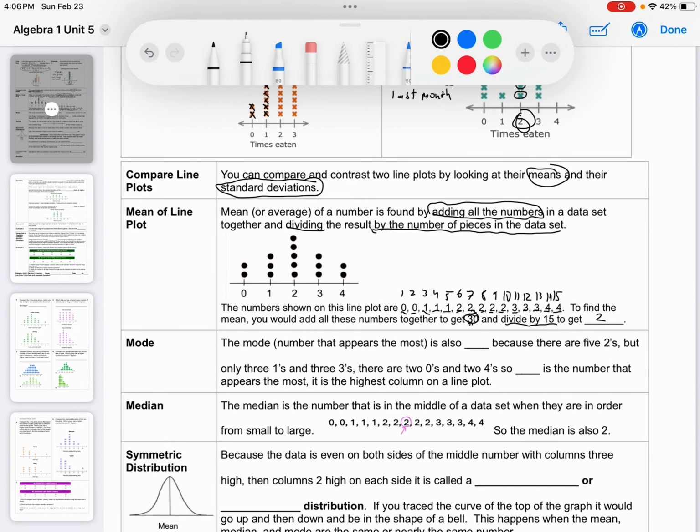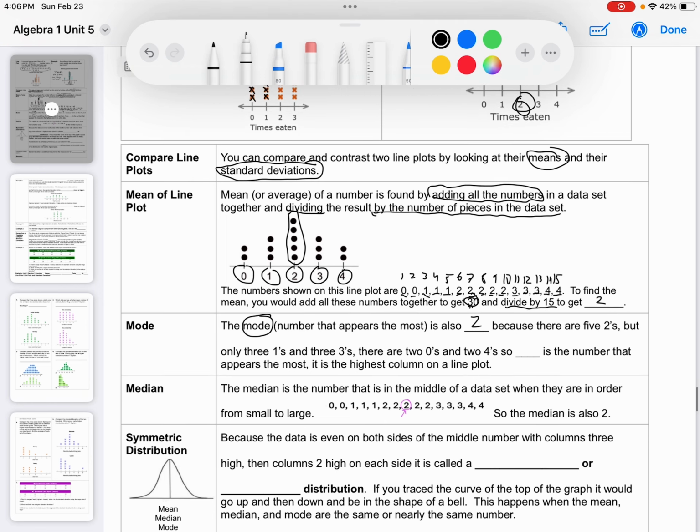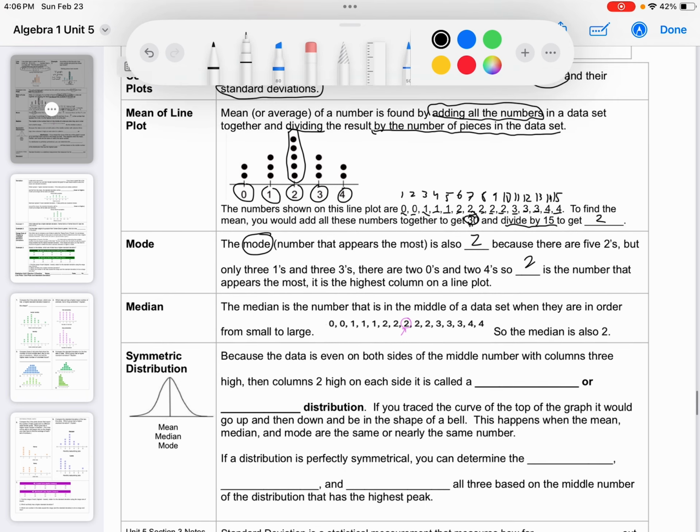Okay, the mode, another key vocab term, is the number that appears the most. So if we look at all of our numbers that we have, 0, 1, 2, 3, and 4, I want the number that has the most, and it looks like that would be 2. 2 is the number that I have the most of. So 2 would be the most because I have 5 of them, and that's the most that I have. So 2 is the number that we have the most of, and so that is the mode.